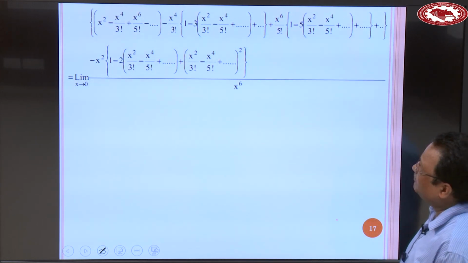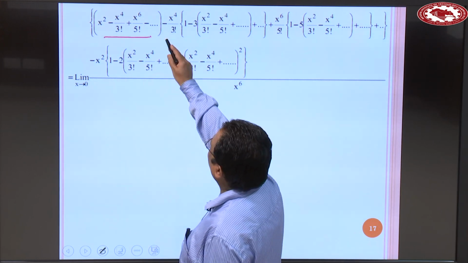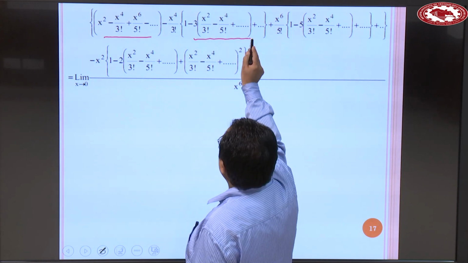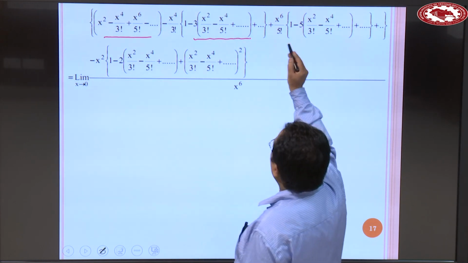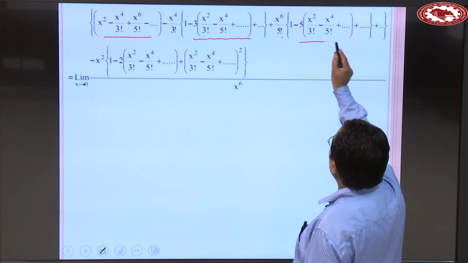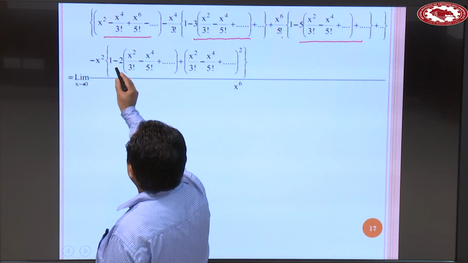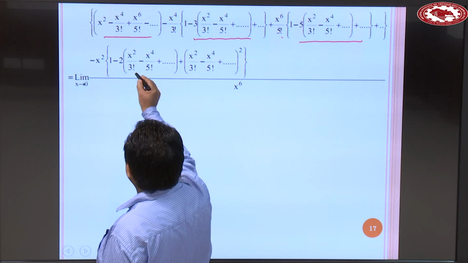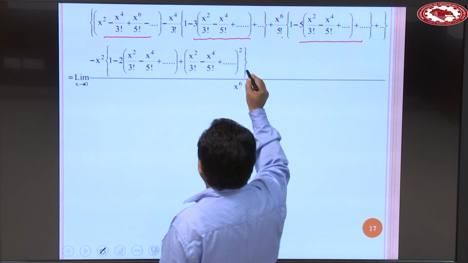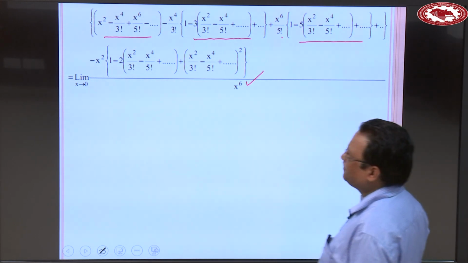So when you apply binomial expansion, this first term as it is. Now minus x4 over 3 factorial, 1 minus, now use binomial expansion here, 3 into this bracket term plus and so on. X6 over 5 factorial, 1 minus, use binomial expansion here, plus and so on. Minus x square, 1 minus 2 x square over 3 factorial minus x over 5 factorial plus and so on, plus and this square, use binomial expansion here, divided by x power 6.